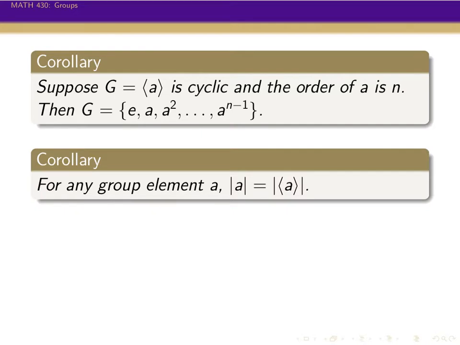And just spelling out what we saw before, any time that we have some group element a, the order of that element is going to be exactly equal to the order of the cyclic group generated by it. So if I start off with an element of order n, that means that when I look at the cyclic group generated by it, it's going to have exactly n members.